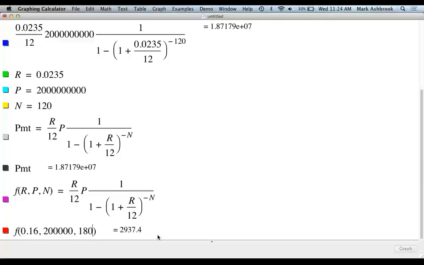We haven't even started graphing yet. But the great thing about the software is it handles functions the same way that we deal with functions. If you have f of something, that represents an output, and there's the value of that output. However you change the first one, it will plug that value into R. However you change the second one, it will plug that value in for P. However you change the third one, it will substitute that value for N to calculate the value of the output.